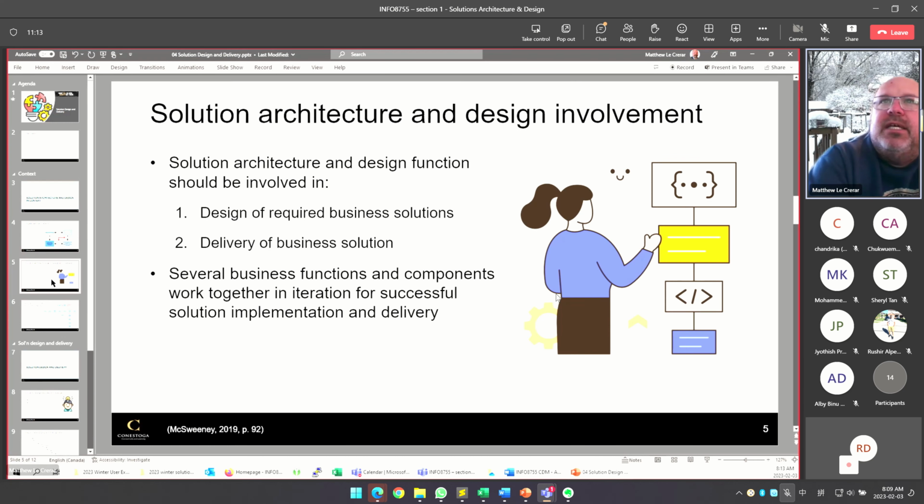Solution architecture is also part of your design function. So very often your solution architect is involved with the designing of the potential solutions, or at least making various design proposals available to the business. Their major input is the business and your business analysts.